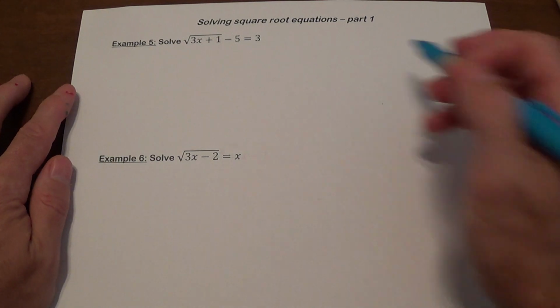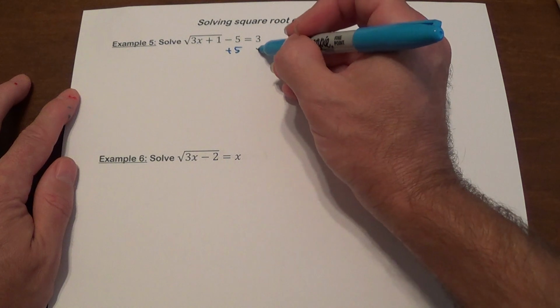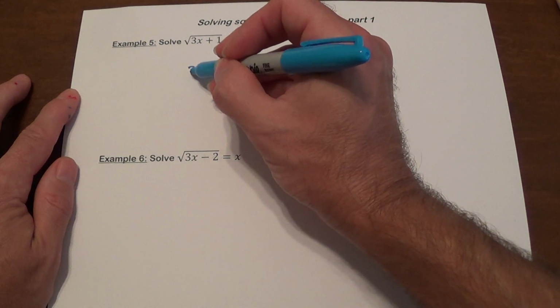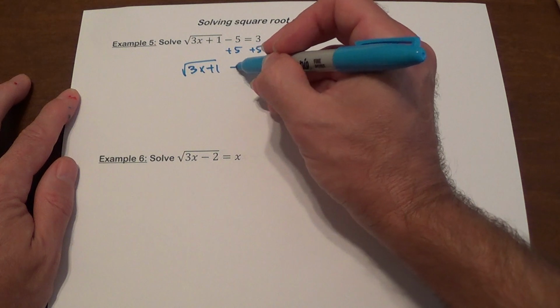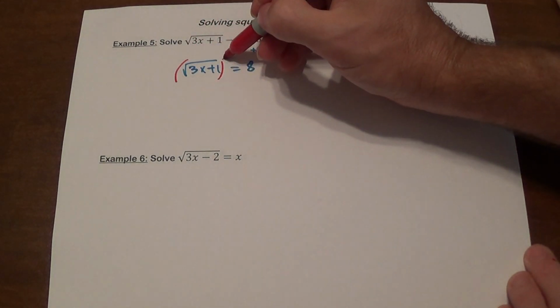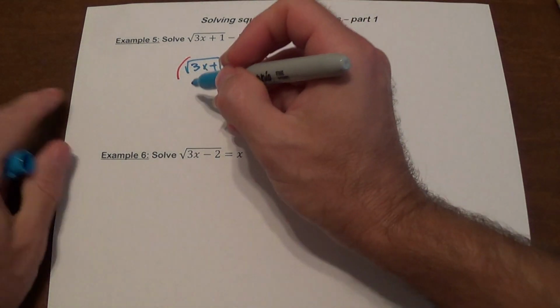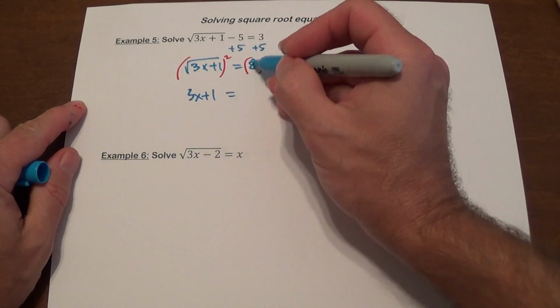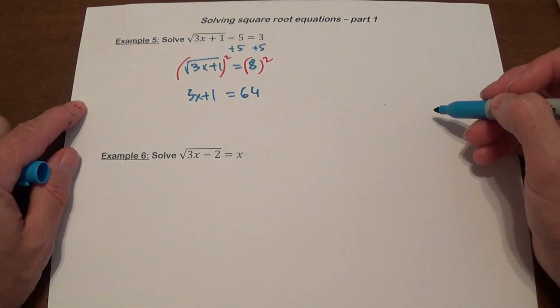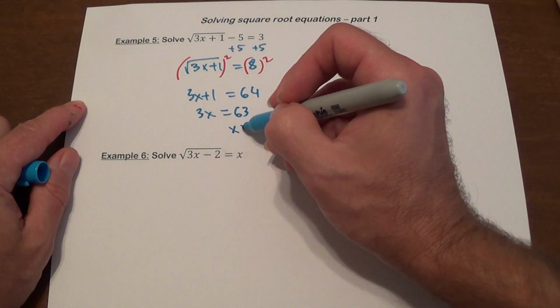So now we also have this number here and we're going to have to add it. We're going to get the square root of 3x plus 1 equals 8. So at this point we have the square root alone, which completes the first step. And now we're going to have to square both sides. So what do we have? We have 3x plus 1 on this side. This side is going to be 64. Well, we solve this. 3x equals 63, and divide by 3, x equals 21.